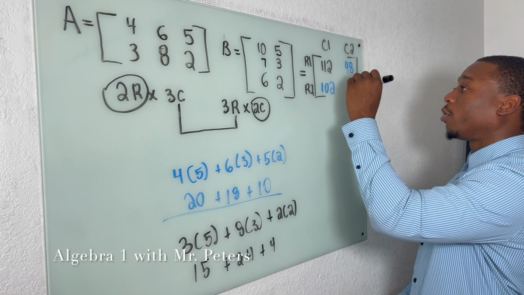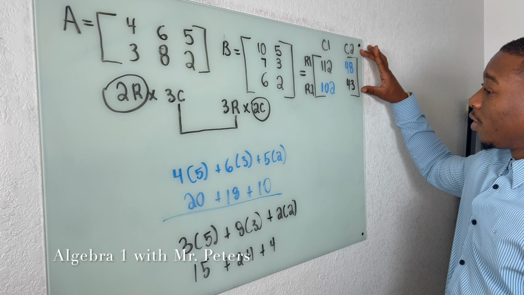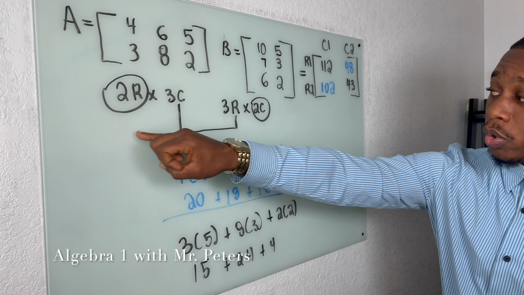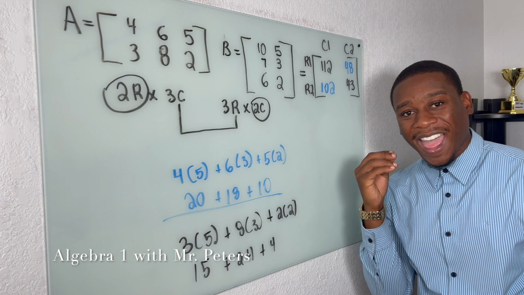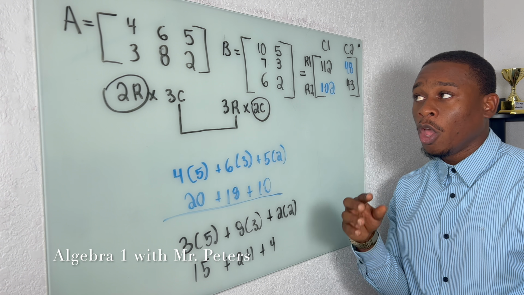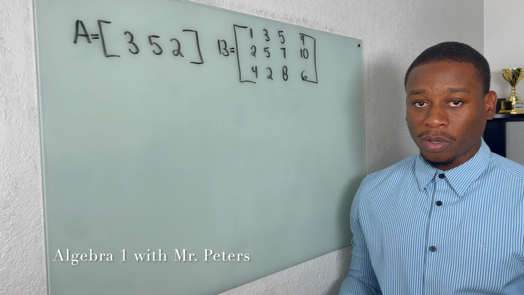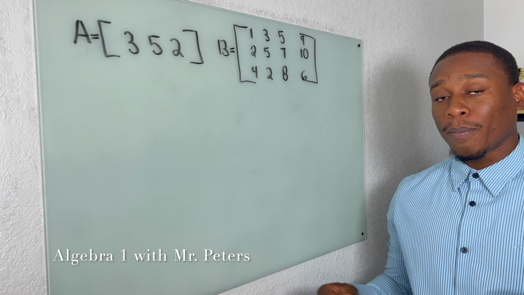All right, we should have 43. And if we now look at our answer, we have 2 rows, 2 columns as our product. But before we go, we're going to look at another example where we have different dimensions. So we're moving on to our second problem, and now we need to start back over.